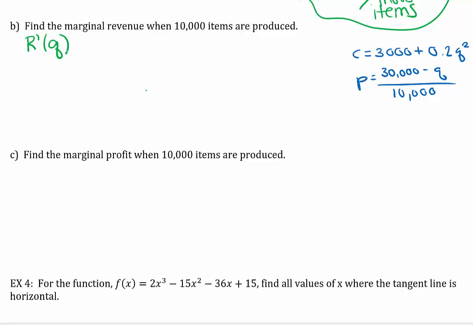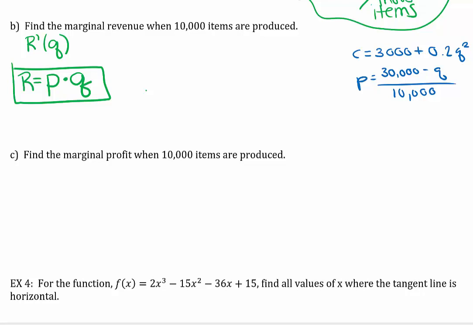Instead, we're going to use the fact that the revenue you make, the money you bring in, is always going to be the price per item times your number of items. Revenue is always going to be P times Q. This fact might come up in future sections. This is a good thing to have in your notes. Revenue is always going to be price times number of items.